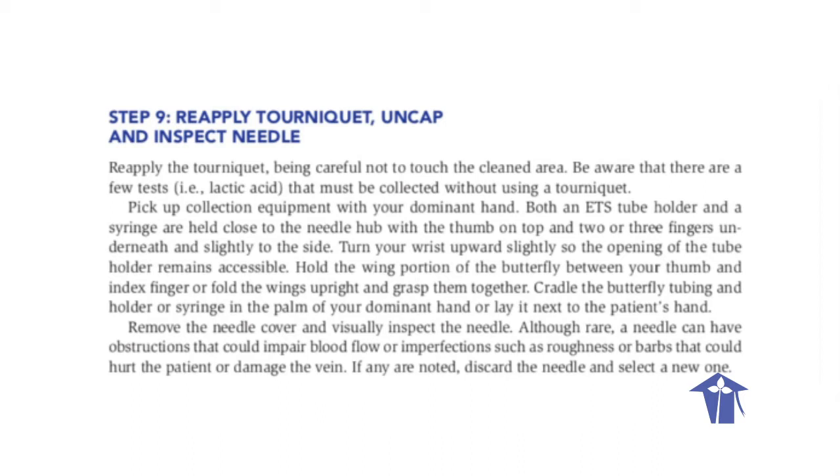Pick up collection equipment with your dominant hand. Both an ETS tube holder and a syringe are held close to the needle hub with the thumb on top and two or three fingers underneath and slightly to the side. Turn your wrist upward slightly so the opening of the tube holder remains accessible. Hold the wing portion of the butterfly between your thumb and index finger, or fold the wings upright and grasp them together.